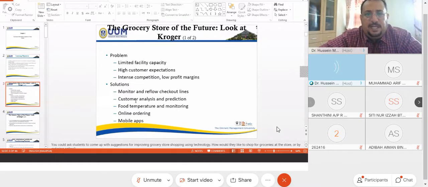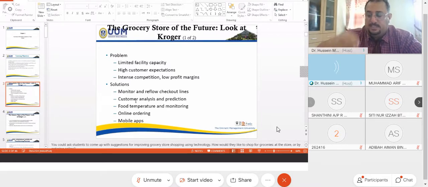For example, here this case is the grocery store of the future. Look at Kroger. There was a problem for that grocery. After they noticed and identified the problems, to solve them they used information systems.